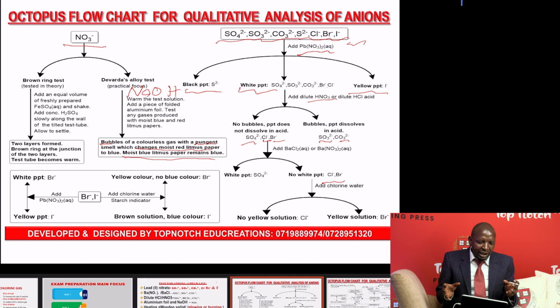Now, let's go on to differentiate bromide and iodide, because these are normally tested whenever the examiner brings a test involving iodine or bromine. So how do you differentiate the bromide and iodide ions? You can simply add lead nitrate. If it is bromide, you're going to get a white precipitate. If it is iodide, you're going to get a yellow precipitate.